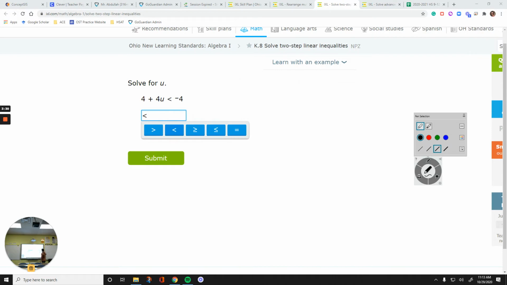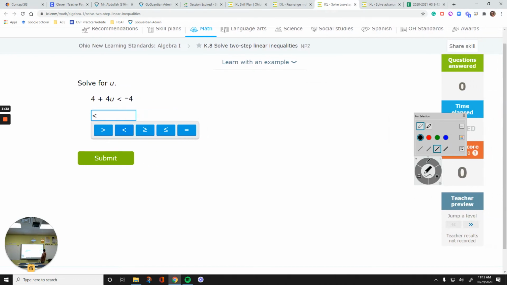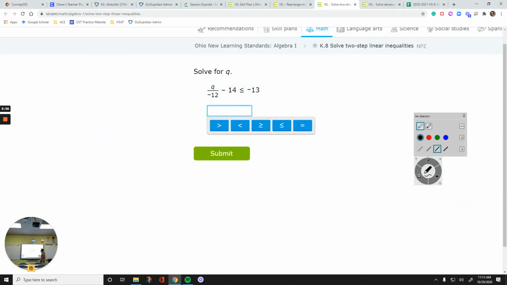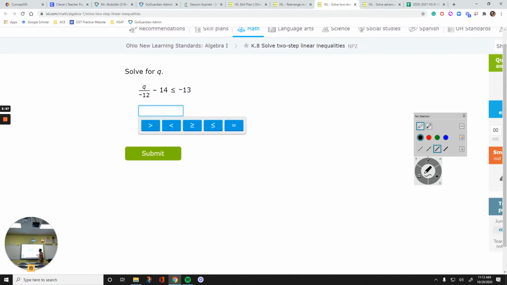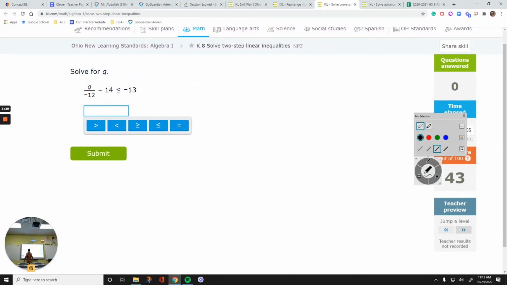Now let's move on to the next level and see what we will deal with at the 43 points level. As you get closer to 43, these are going to be the questions. Still two-step. The difference is that we are dealing with fractions and bigger numbers. Okay, let's just rewrite the inequality. Q over -12 minus 14 is less than or equal to -13.